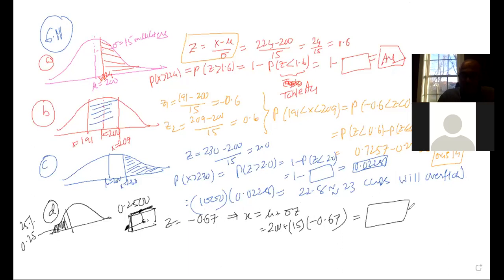If you multiply this one, you're going to get one number. Don't round that number. So this much of milliliters, right? So below what value do we get the smallest 25% of drinks? So 25% of the drinks are below this many milliliters. So that's how you can solve the examples, guys.